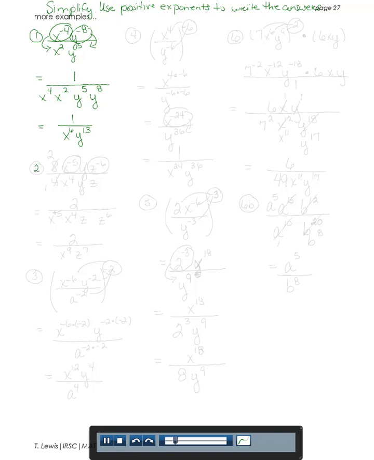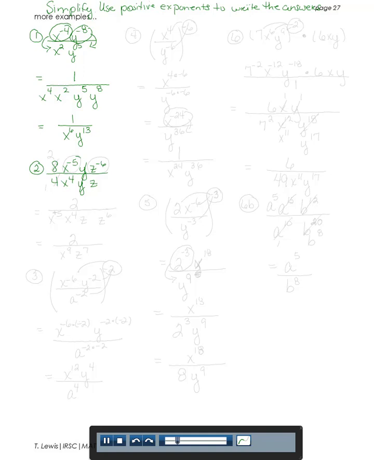Number 2. 8, x to the negative 5, y, z to the negative 6, all over 4, x to the 4th, y, z. Okay? The y's cancel out? Yeah, the y's will cancel out.